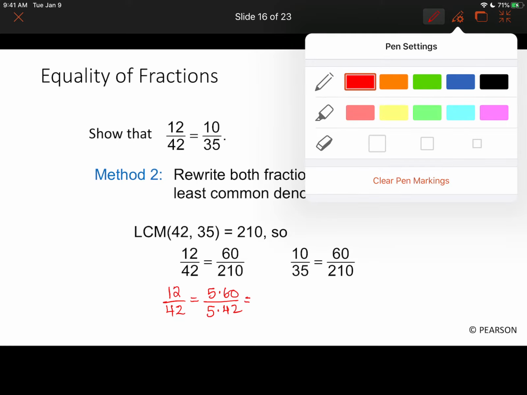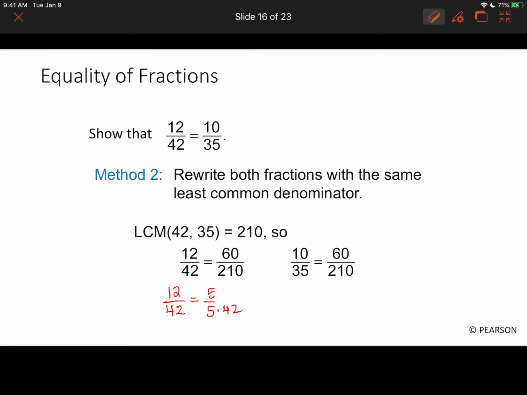Oops, not 5 times 60, 5 times 12. I'm looking ahead. Okay, so 5 times 12 is 60. 5 times 42 is 210. And same idea here. Now I'm going to multiply numerator and denominator by 6. So I get 6 times 10 on top over 6 times 35. And that's 60 over 210. And now they have the same denominator and numerator, so the two fractions must be equal.